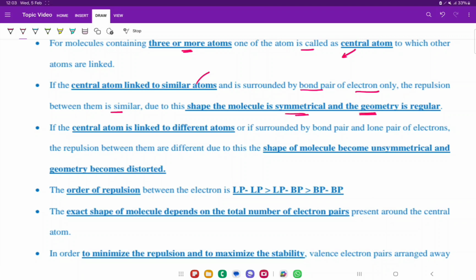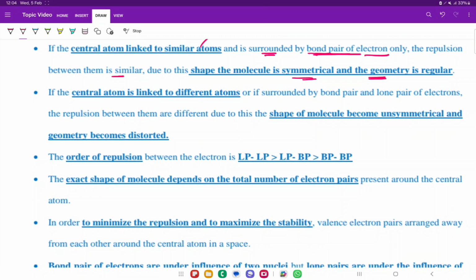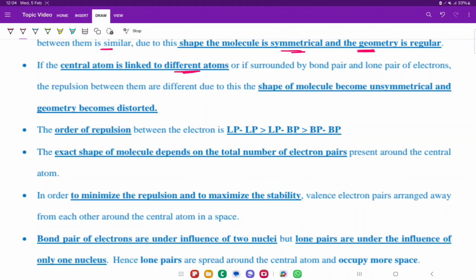That is, if the central atom is bonded to the same type of atoms and there are only bond pair electrons present on the central atom, then the shape and geometry of the molecule will be regular. The shape is symmetrical and the geometry will be regular. But if the central atom is linked to different atoms and is surrounded by bond pairs and lone pairs, there will be repulsive interaction between these pairs, and the extent of repulsive interaction will be different. Due to the difference in the repulsive interaction, the shape and geometry of the molecule become unsymmetrical and distorted.